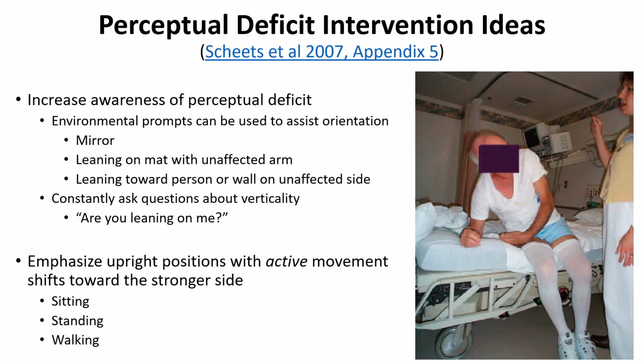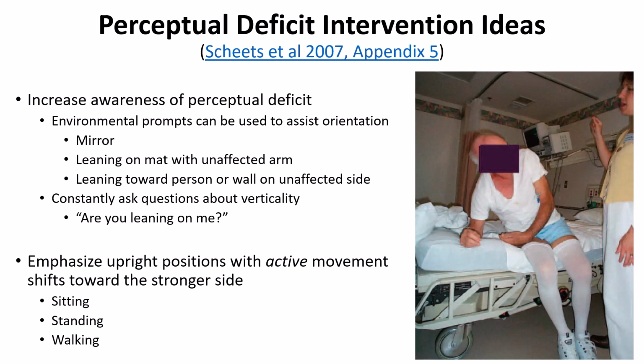That helps that person feel safe because they truly feel like they're going to fall over when they're leaning upright and vertical. You can also have a wall on their unaffected side so that they can lean on the wall because they know that wall isn't going to move, so they feel safe. They feel like they're not going to fall over in that direction. And you could also have a person on that unaffected side, and they can start leaning on that person to help feel safe. And then you can ask, are you leaning on me?